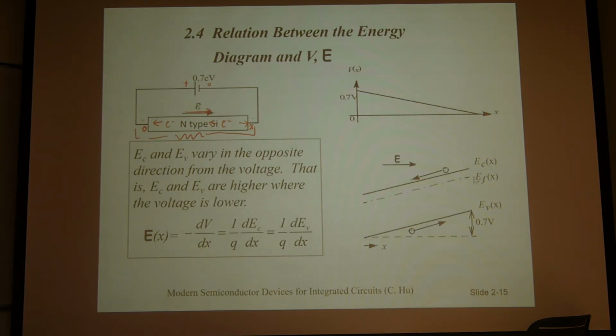So we talk about the EC, EV, right, for the silicon, the silicon band. And then we want to know how the band changed if we have external voltage in this case. So here, this is the band diagram for this case. You will see that if we have external voltage, the band will be tilted. Okay, it will not be horizontal.